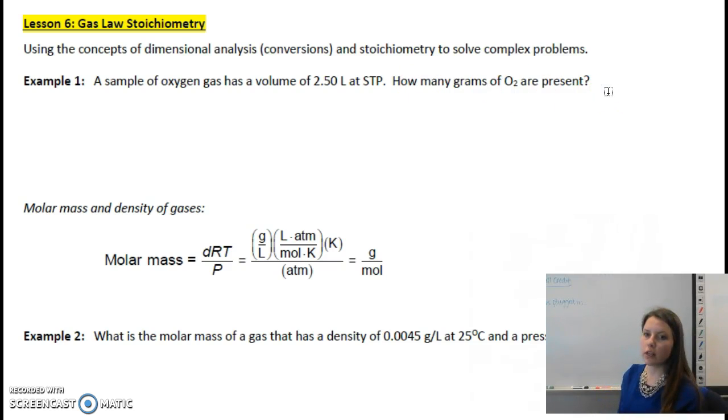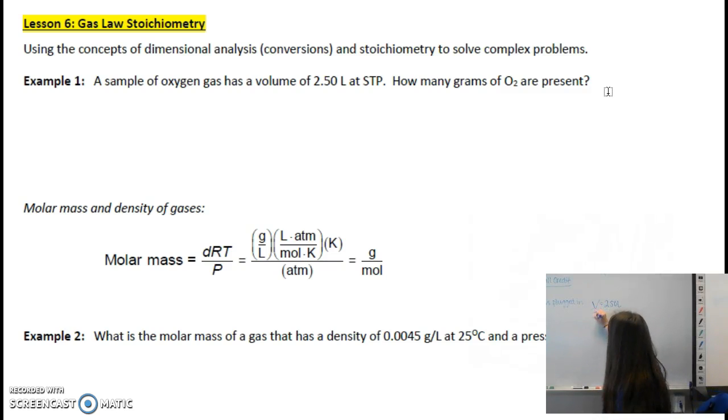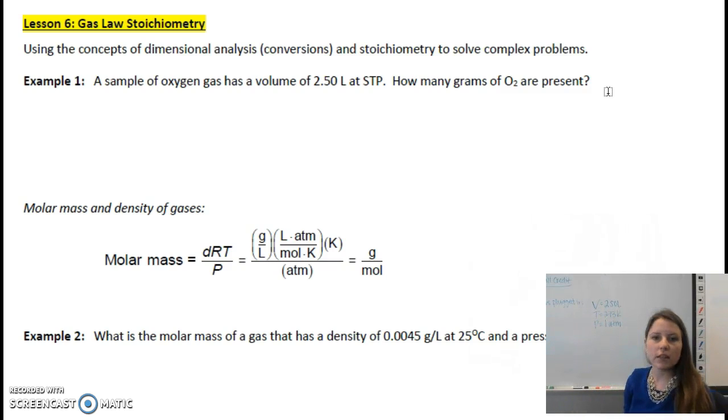So I'm going to start charting like we've been doing before. We have a volume of 2.50 liters, okay? Then we have our standard temperature, so our temperature is 273 Kelvin. Our pressure here is 1 atmosphere. Then at this point, you're going to want to look at what we need to have. So we need grams of O2.